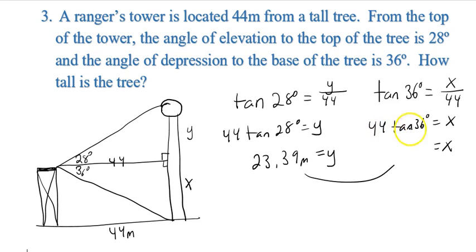Okay, I made a mistake. 44 tangent 36 is 31.97. Sorry. You have to add those together to be able to answer the question, and that's where the 56.36 comes in. And sorry, if you type that in, yes, it's 31.97. That was my mistake. But again, to answer the question, put both of those together.